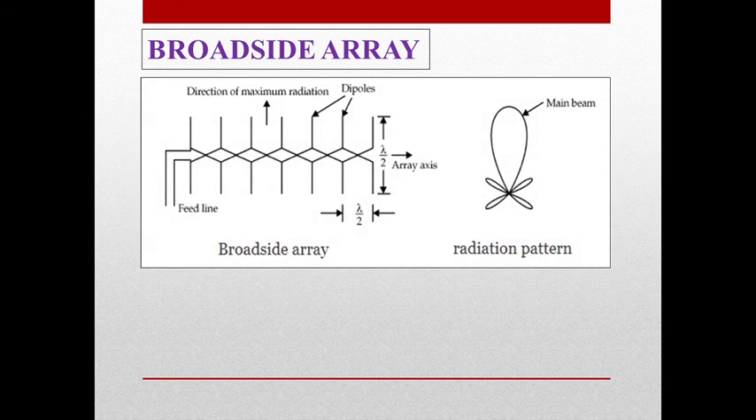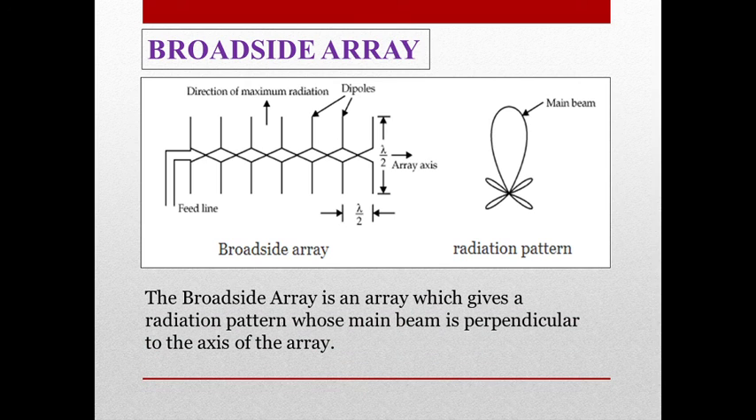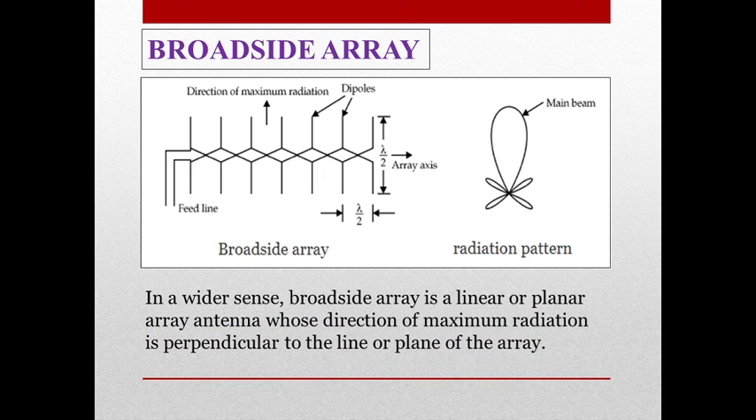And last but not least is the broadside array. The broadside array is an array which gives a radiation pattern whose main beam is perpendicular to the axis of the array. In a wider sense, a broadside array is a linear or planar array antenna whose direction of maximum radiation is perpendicular to the line or plane of the array. Now, this is the radiation pattern and this is the main beam. As I said earlier, the main beam is usually perfectly perpendicular to the axis of the array, which is here.